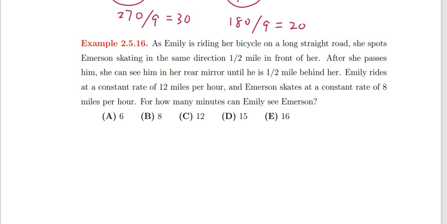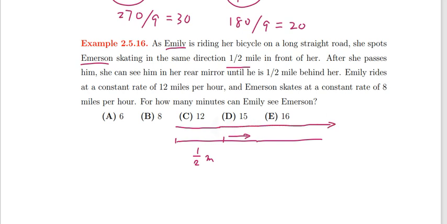Okay, so let's say we have two guys. Emily rides a bicycle, and we have another guy skating in the same direction, half a mile ahead. So here is half a mile. This guy skating maybe slow, and Emily is fast, like that.